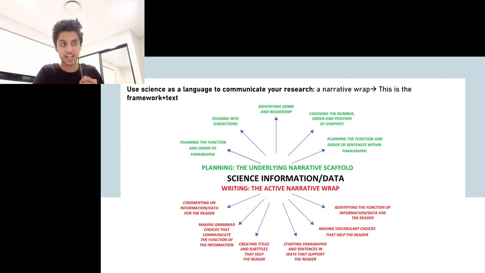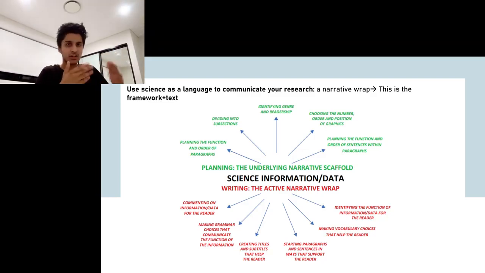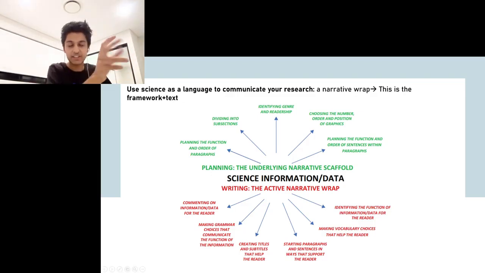You can use evaluative language. You can say a striking difference, or you can say a subtle difference. Those are the kind of things that you want to have in your writing. This is how you create that narrative wrap that wraps the reader into what you are writing about.